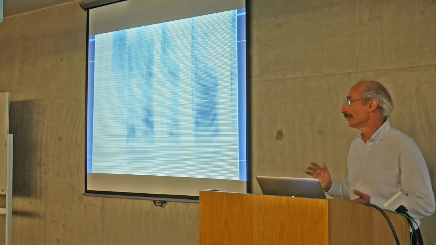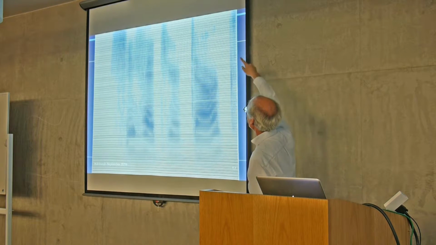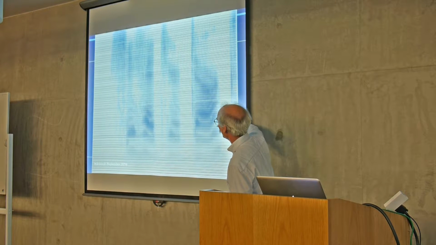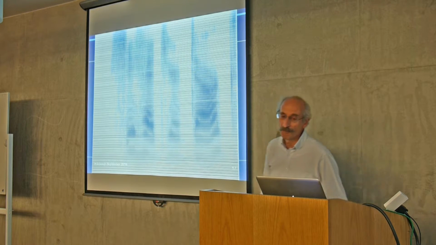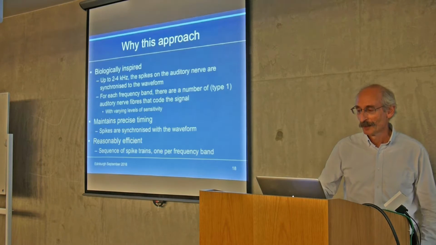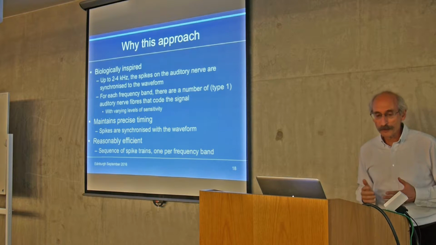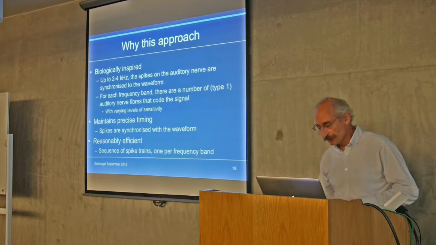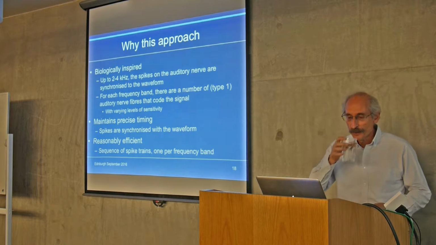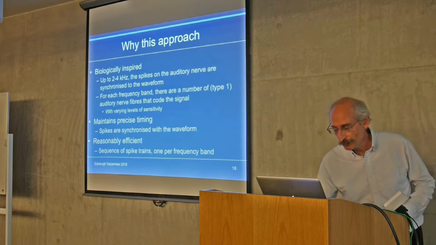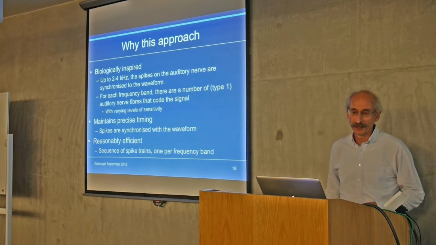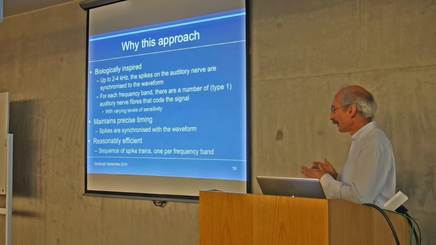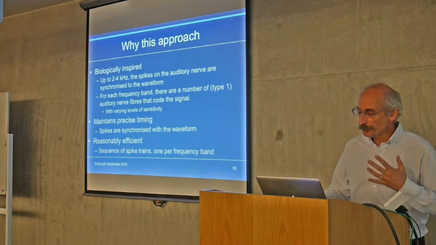And if we look at what happens there and plot multiple bands that way, time that way, and the size of the spike train, or the number of spike trains here, you get something that actually looks very like a spectrogram. So I've taken this approach out of some degree of biological inspiration. Up to 2 to 4 kilohertz, the auditory nerve does synchronize to the waveform, and I'm using this coding to maintain precise timing. It's reasonably efficient. I've got a sequence of spike trains, one per frequency band, and it kind of works and I can do things with it. I've been using this for a while now.